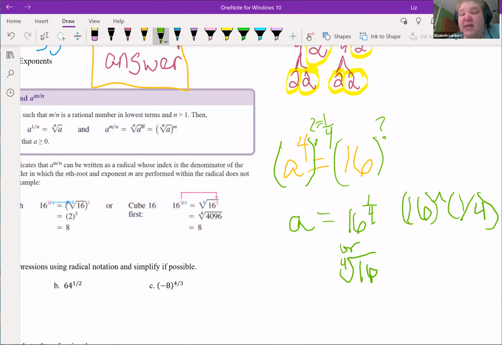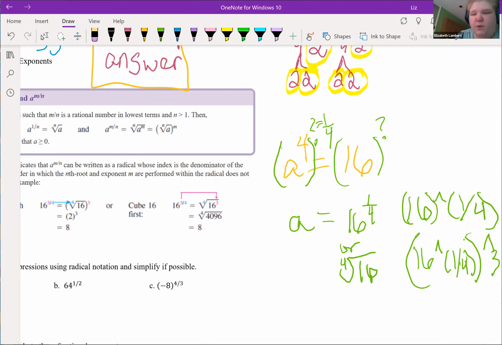So if this was instead of the 1/4, it was the 3/4, I might end up having to do 16 to the 1/4 and put parentheses around that and then raise that to the 3rd power if it was the 3/4. Or I could do the 3 inside and the 1/4 outside. The order there doesn't matter as long as they multiply to 3/4, which is what we have going on here.